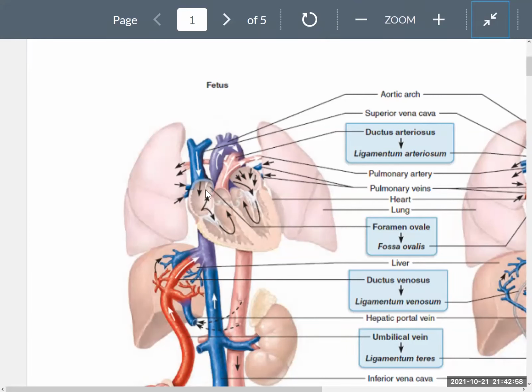This hole in the heart is called the foramen ovale. We know the word foramen means hole or passageway. And it's also oval. We've had the term foramen ovale in the skull. Here's the foramen ovale.